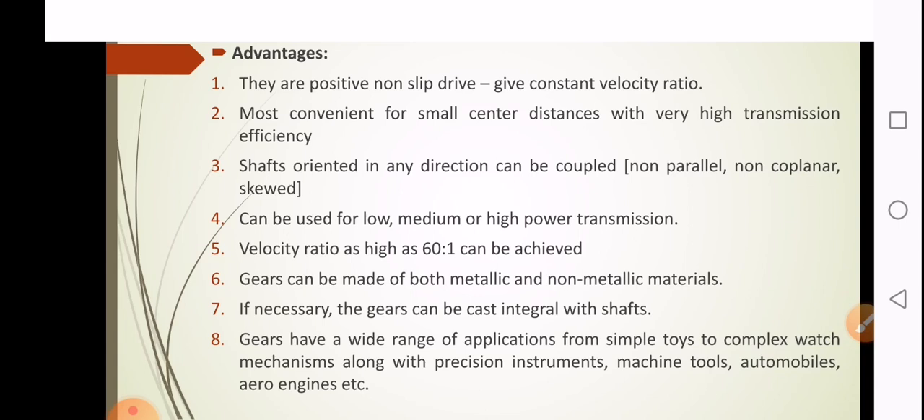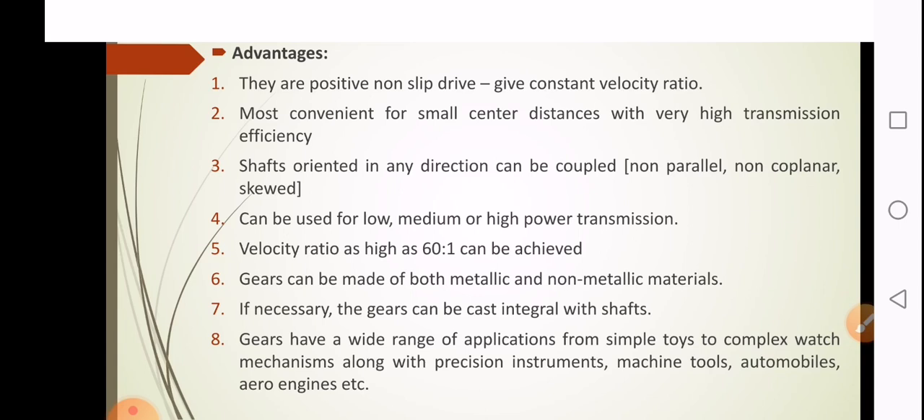Of course, in the example which I quoted, the flour mill, you will never be able to use a gear drive because the distance is too large. From the motor to the grinding wheel, it is many times as high as about 2 to 3 meters. So you cannot have the two coupled together using gear drives. There you will have to go in for a belt drive only. But for smaller center distances, you cannot use belt drives. You have to go in for gear drives.